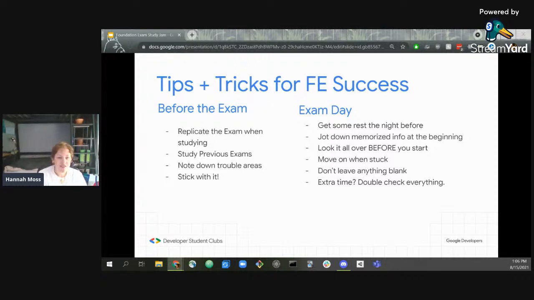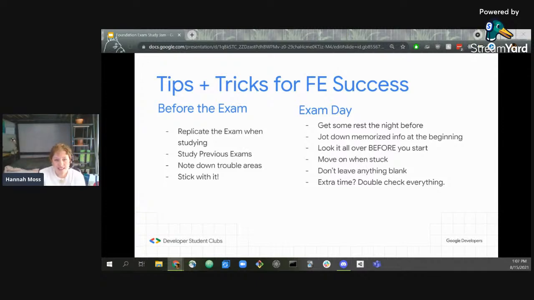And next thing that you should do when you're studying for the foundation exam is note down trouble areas. So when you're going through a problem and you're like, oh, I really don't know how to do this, note it down and keep noting down those patterns so that every time you have trouble in an area, you get a list of the areas that you struggle with the most, so that those are the things you can focus on the most when you're studying and you can see your improvement there. And the last thing is really just sticking with it.